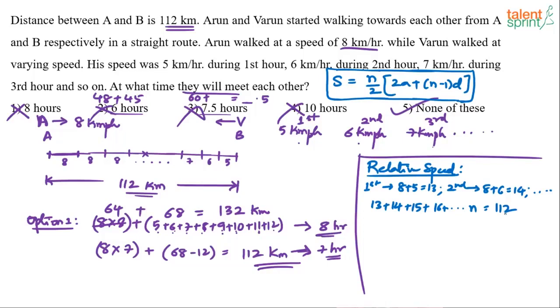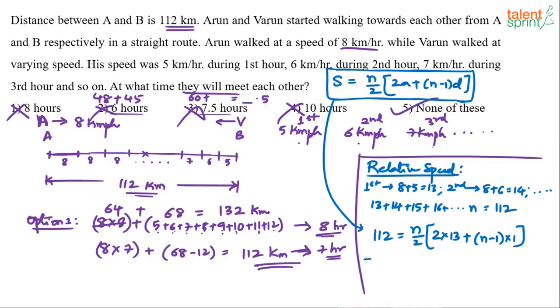See, what is S? S is equal to 112. So I'm using the formula now. Look at the application of the formula here. So S is equal to 112 equals n by 2 as it is, 2a, 2 into 13, a is the first term, plus n minus 1 as it is, and d is the common difference. So the common difference between consecutive terms is 1, right? Into 1. Now this will give you a quadratic equation in n.